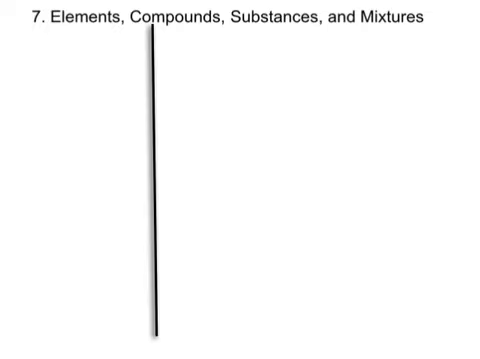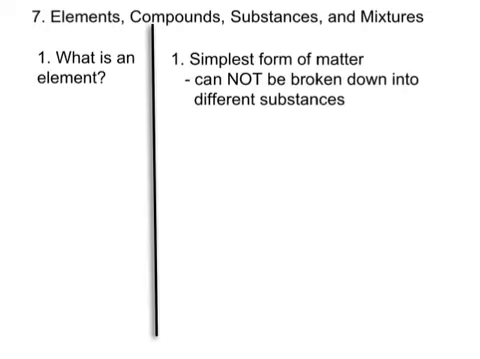What is an element? An element is the simplest form of matter, which means that an element cannot be broken down into anything different. So it's the purest, simplest form of matter. In fact, elements are going to be the building blocks of all the rest of the matter, the entire universe.